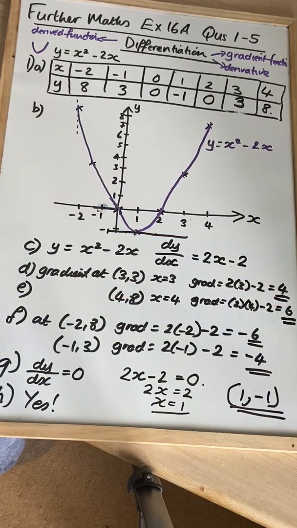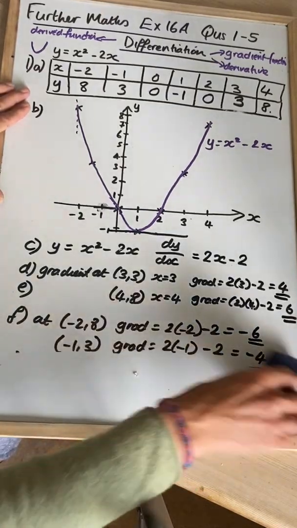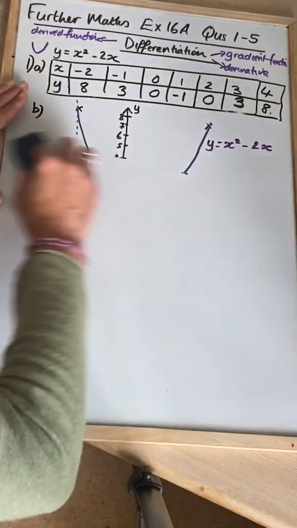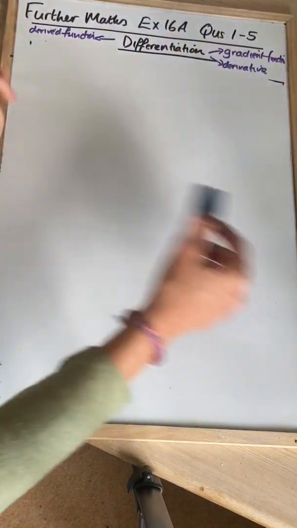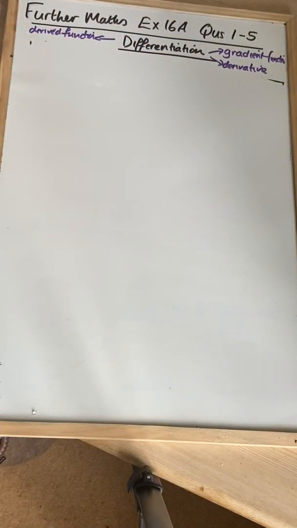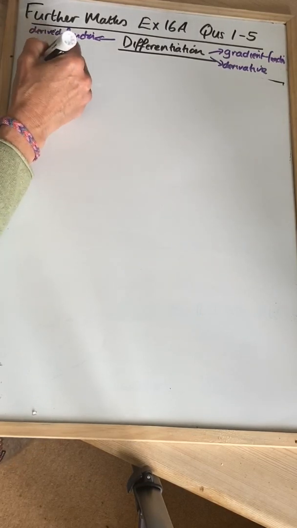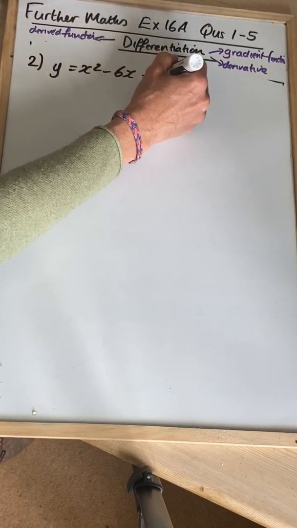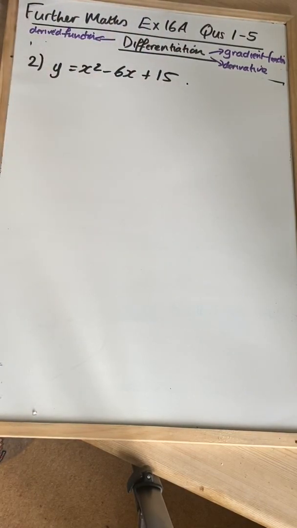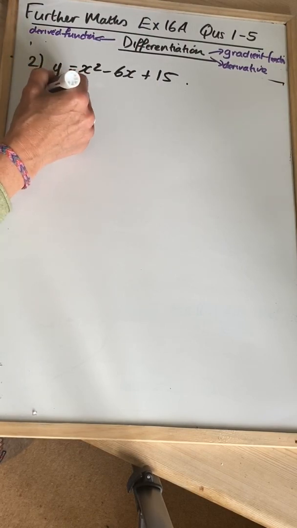Right, let's move on to question 2. So I'm rubbing this one off. Question 2. So no more graph drawing. Thank goodness, I know we don't really like graph drawing that much. So question 2, we've got y equals x squared minus 6x plus 15. Always write out your y equals. First thing you do, write out your original function and then work from that.